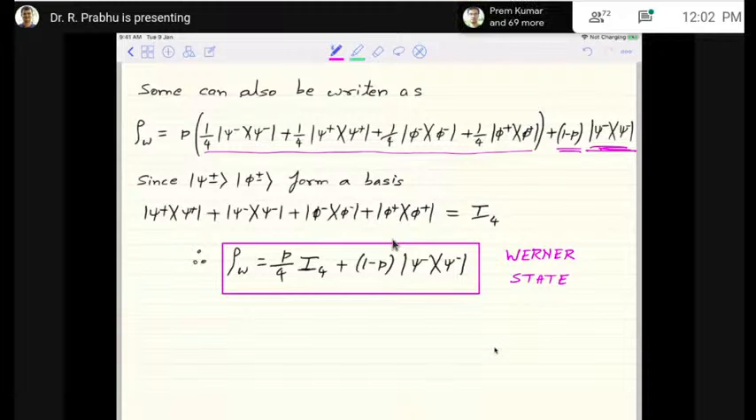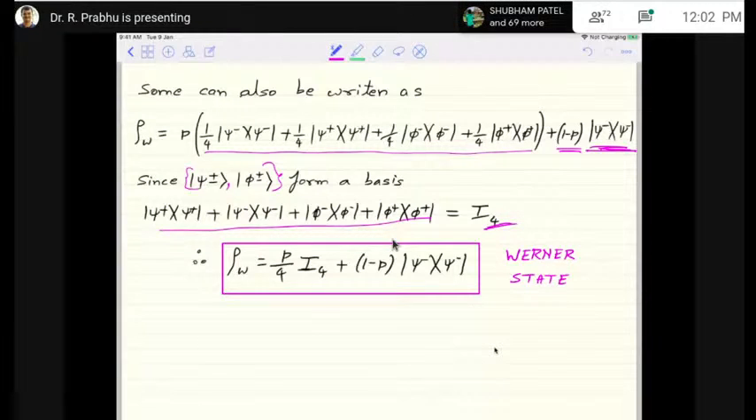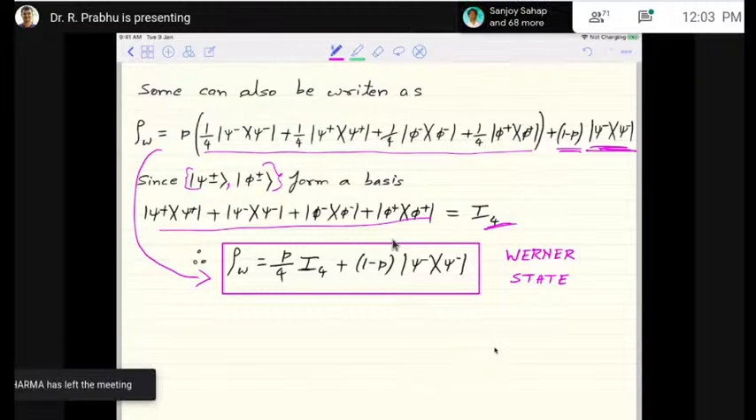If you have such a system, since all these four states are mutually orthonormal, they form a basis. So the sum of all these outer products will give you the identity. Hence you can rewrite the above expression as rho_W equals p divided by 4 times I_4 plus 1 minus p times this. Here, this is sometimes called white noise.